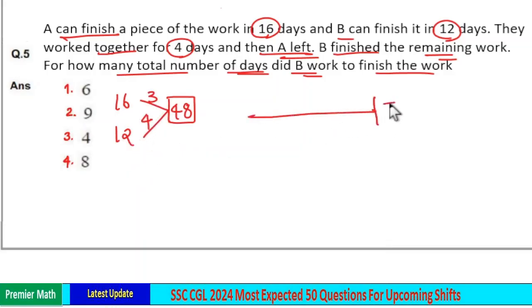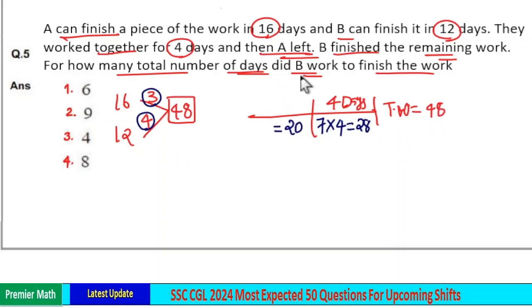Here, total work is equal to 48. In 4 days, A and B together worked. So, A and B can complete 3 plus 4, 7 units of work in a day. So, in 4 days, 7 into 4, 28 units of work they finished. Which means the remaining work is equal to 48 minus 28, 20 units of work. This will be finished by B.